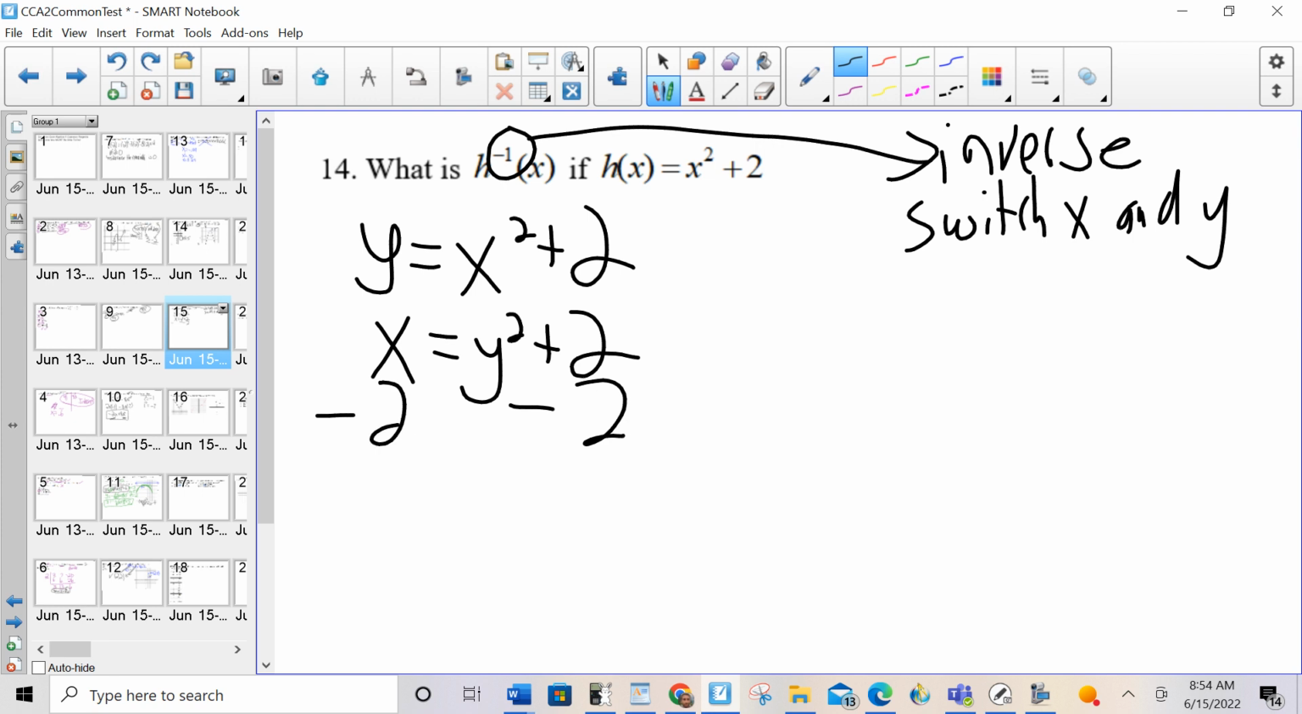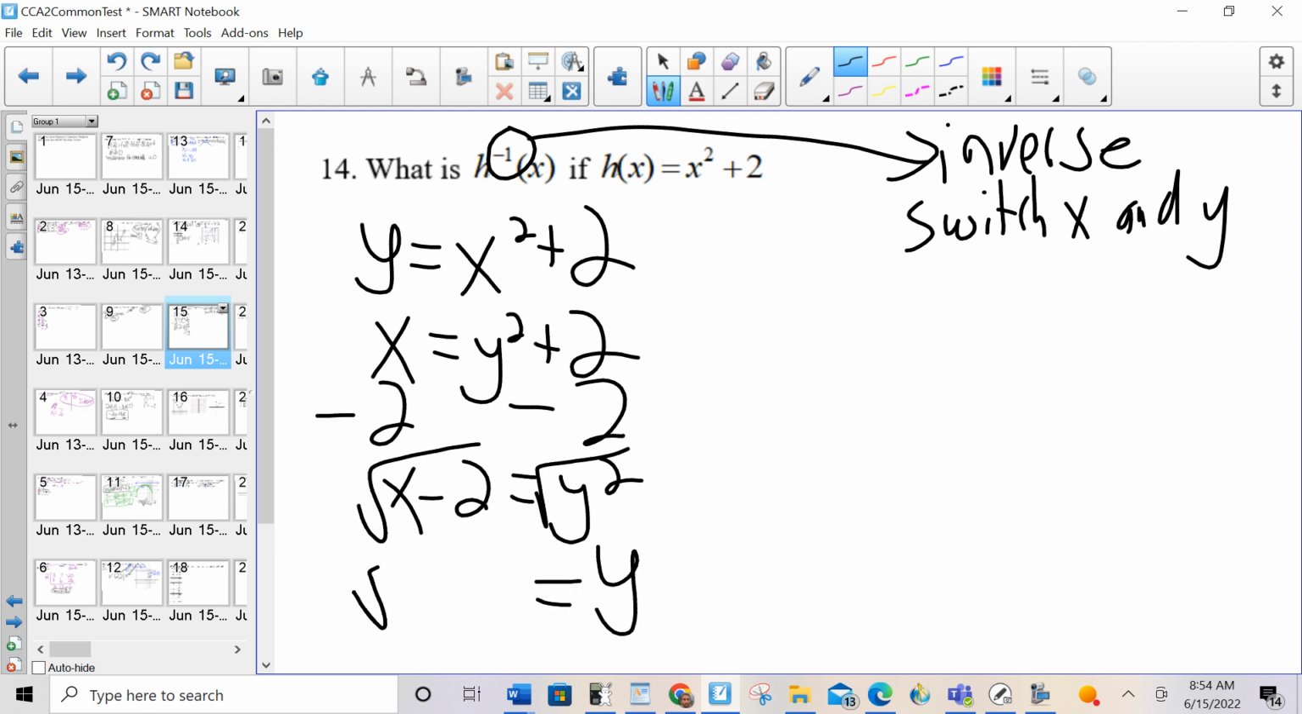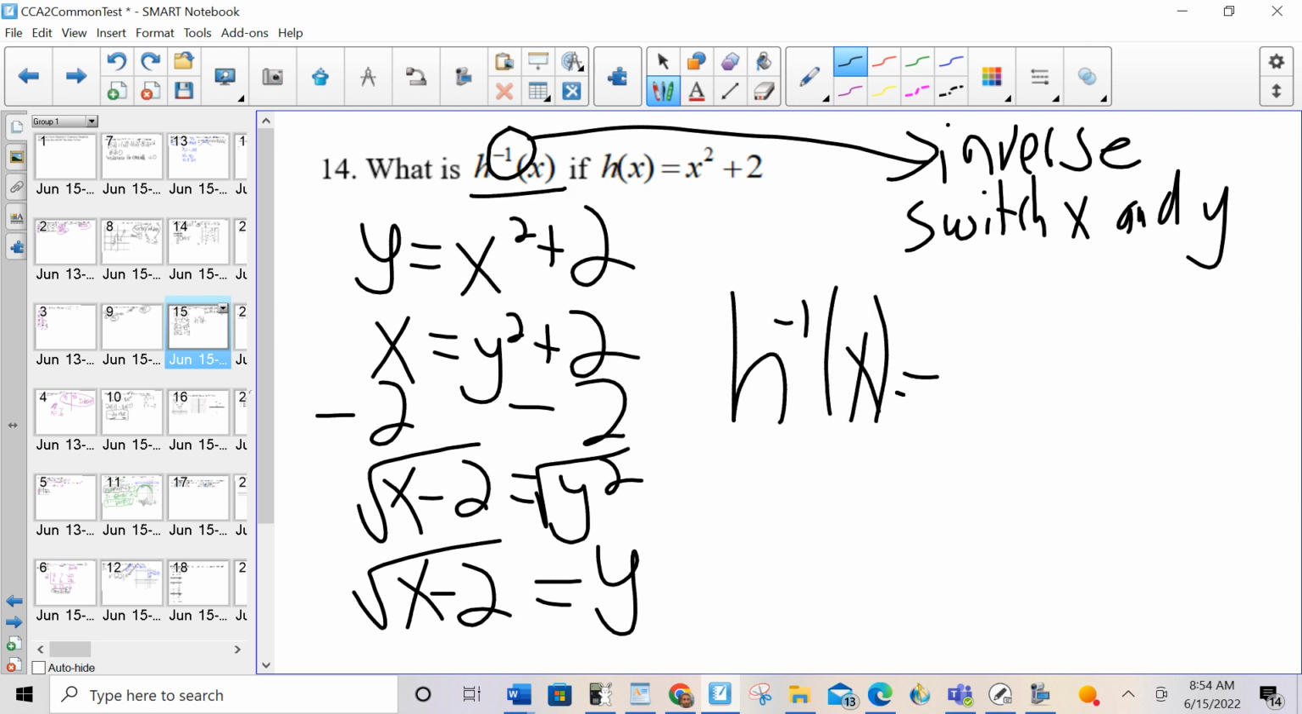Hopefully you have some algebra skills. Isolate, to get rid of the squared, I take the square root of both sides. I get the square root of x minus 2. And since it's asking for h inverse of x, I'm going to rewrite it as h inverse of x equals radical x minus 2.